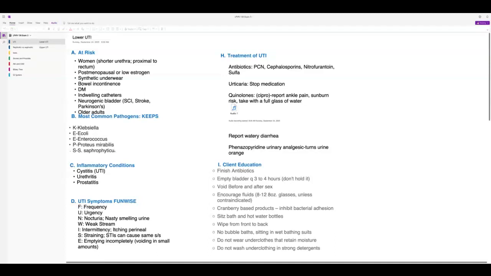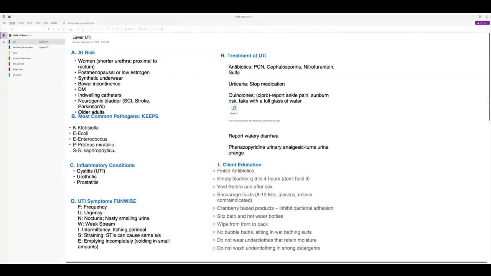Anybody on antibiotics needs to report watery diarrhea because they could have C. diff. Phenazopyridine is a urinary analgesic. There's a couple things you need to know about this. It's going to turn their urine orange, but to evaluate if it's working, you're going to ask the patient if the pain is gone, because it's a urinary analgesic, so it'll stop that pain, the burning. So it's really a good drug for that.